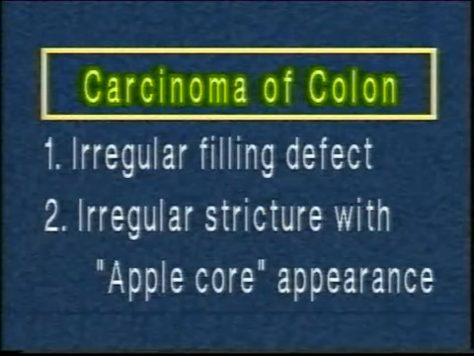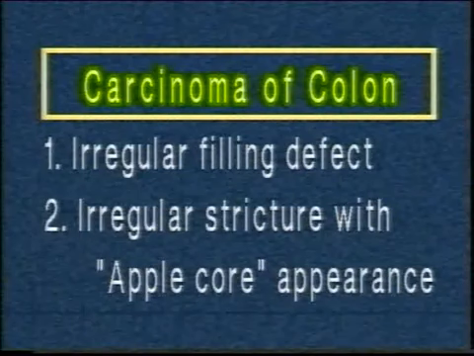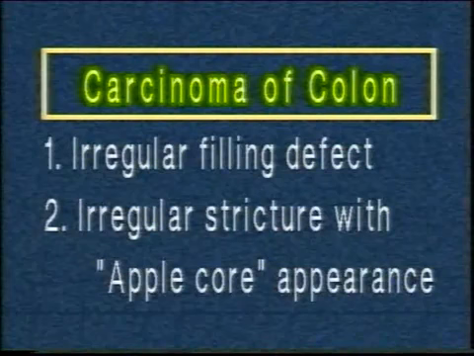So the radiological features of carcinoma of colon are type 1, polypoid with irregular filling defect projecting into the lumen with shouldering, and type 2, annular with a narrow irregular stricture with shouldering on both sides, giving an apple core appearance.